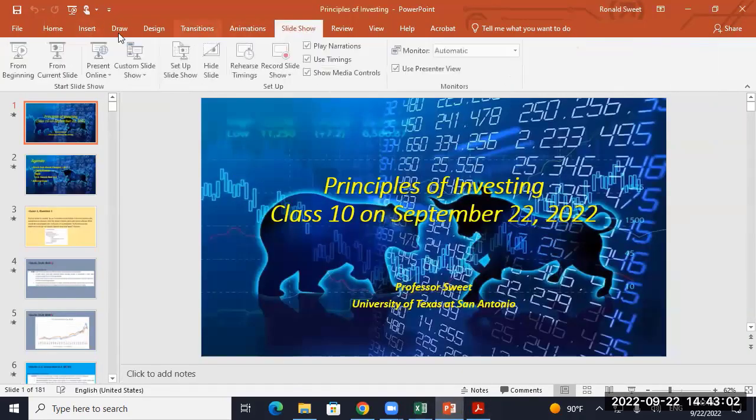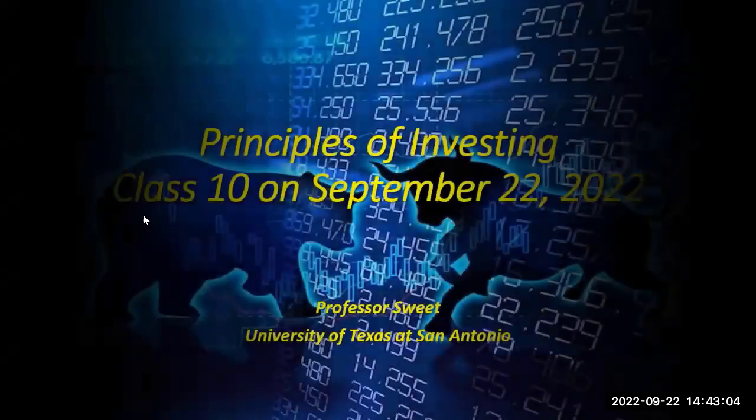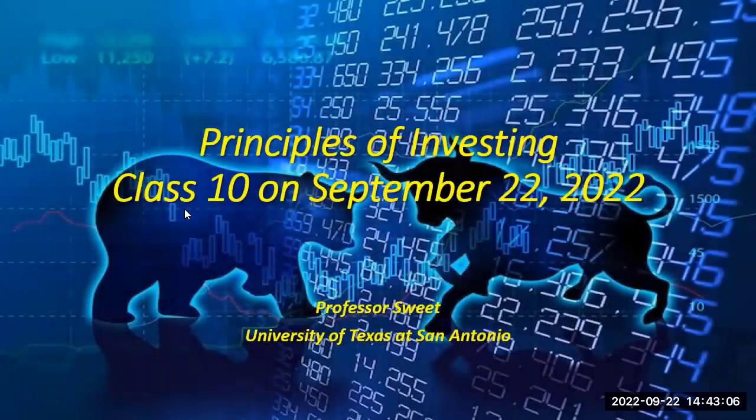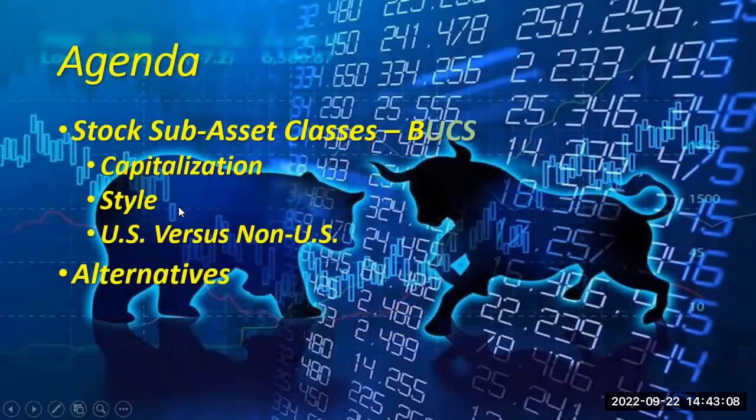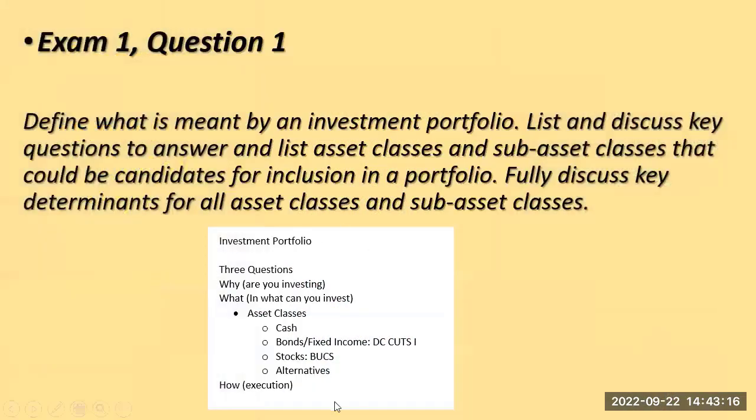So today, what we want to do is finish up stocks, capitalization, style, US versus non-US. Maybe we'll get into alternatives. So this is what we're after, fleshing this thing out.